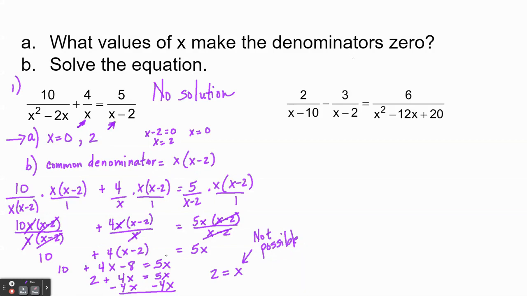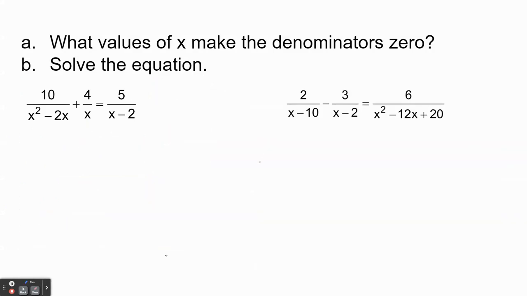All right, let's do a second problem. I'm going to clear the board first. There we go. So let's look at problem number 2. Again, we start with identifying what makes the denominators equal to 0. So that first one, that would be x equals 10. And that second fraction would be x equals 2. Okay. Now we're getting ready to solve. Let's identify those common denominators.